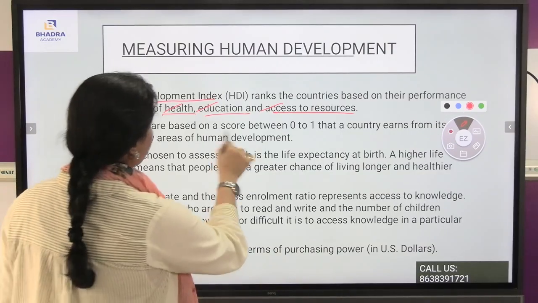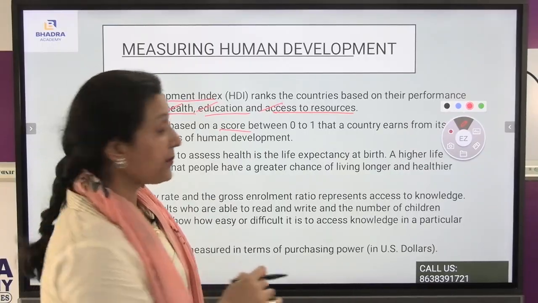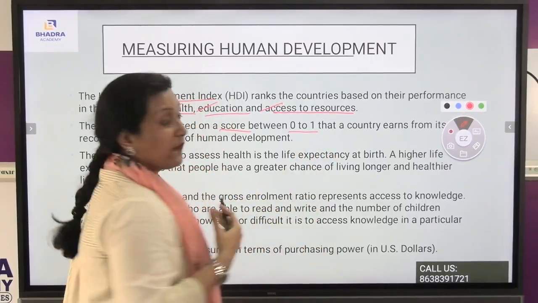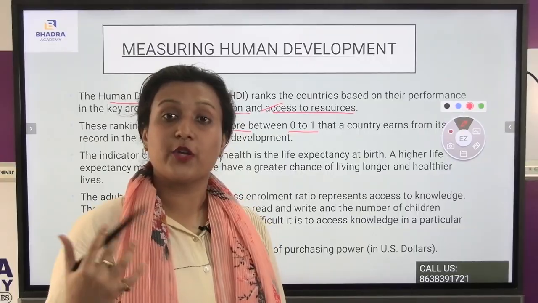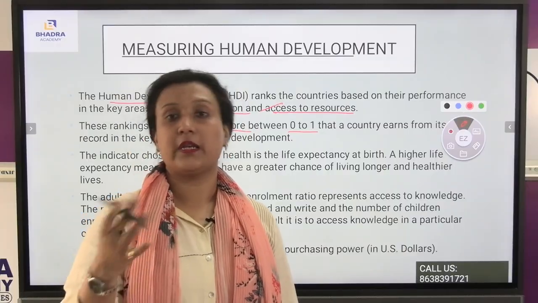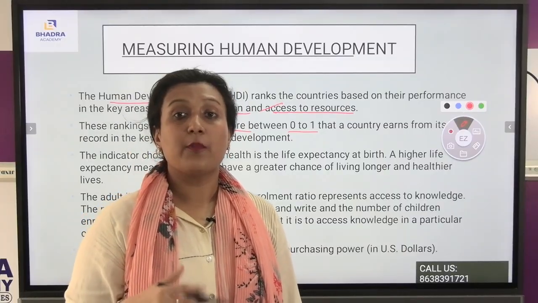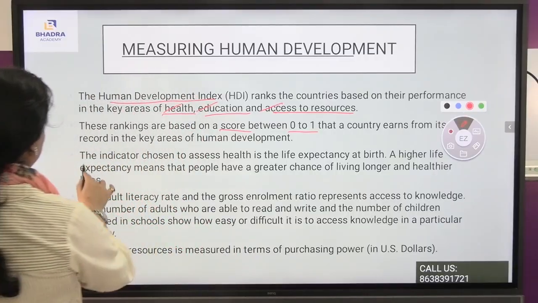Now the score comes. If you want to measure the Human Development Index, the score goes from 0 to 1, which a country actually earns. The country may earn a Human Development Index score depending upon the strength of that particular country.